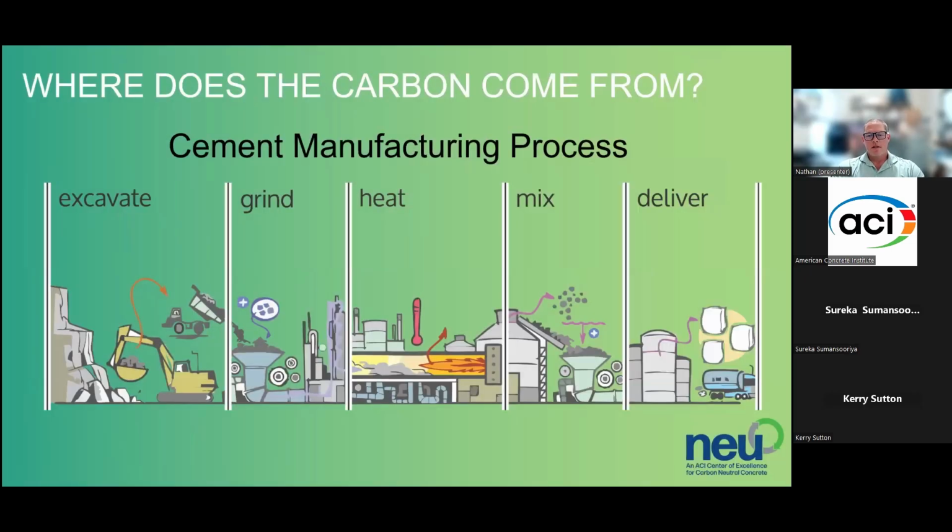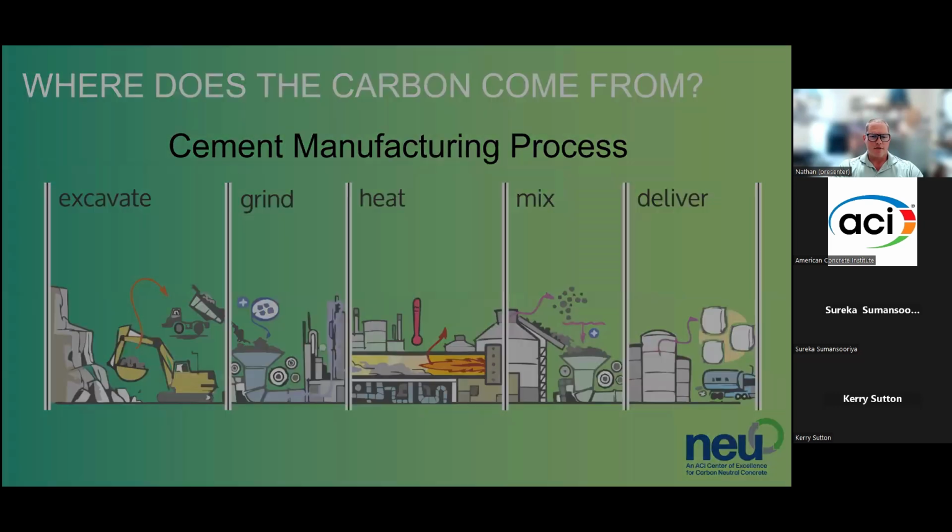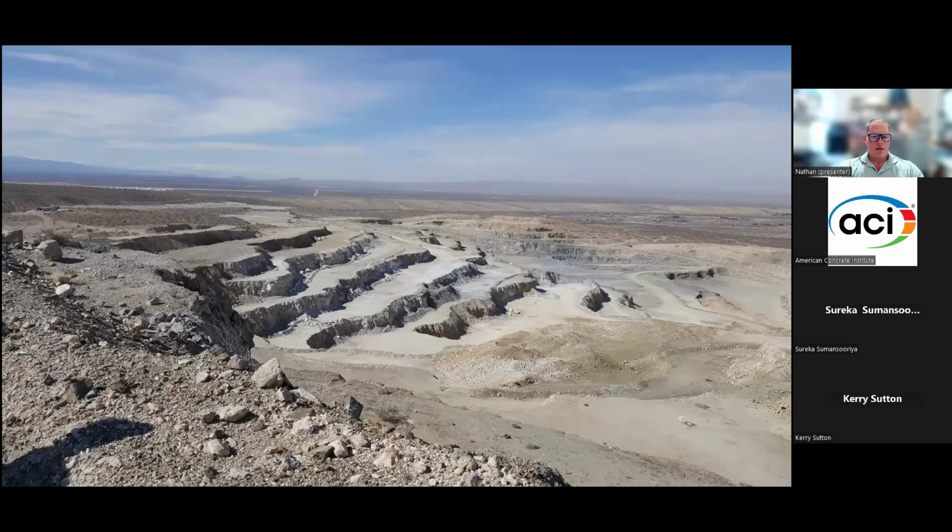Now, when we begin to talk about carbon or GWP in concrete, we have to talk about how we manufacture cement to understand where this carbon comes from. So moving from our left to our right, we begin by excavating raw materials from the earth that go into making cement. It happens in very large limestone quarries like this one, Cal Portland's Oro Grande quarry north of Victorville, California.